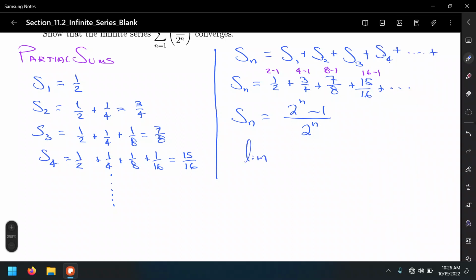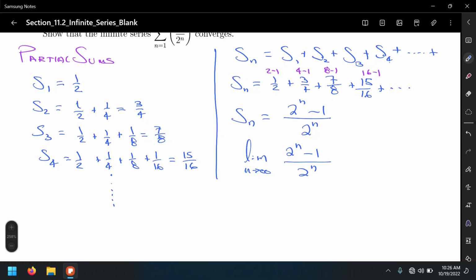The limit as n approaches infinity of 2 to the n minus 1, and by the way, the minus 1 is subtracted from the 2 to the n, it's not in the power, over 2 to the n.